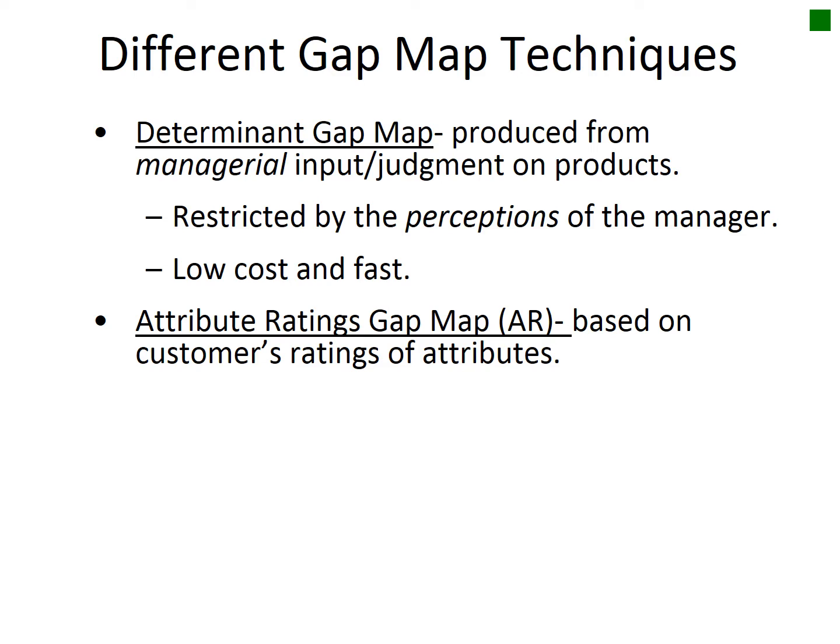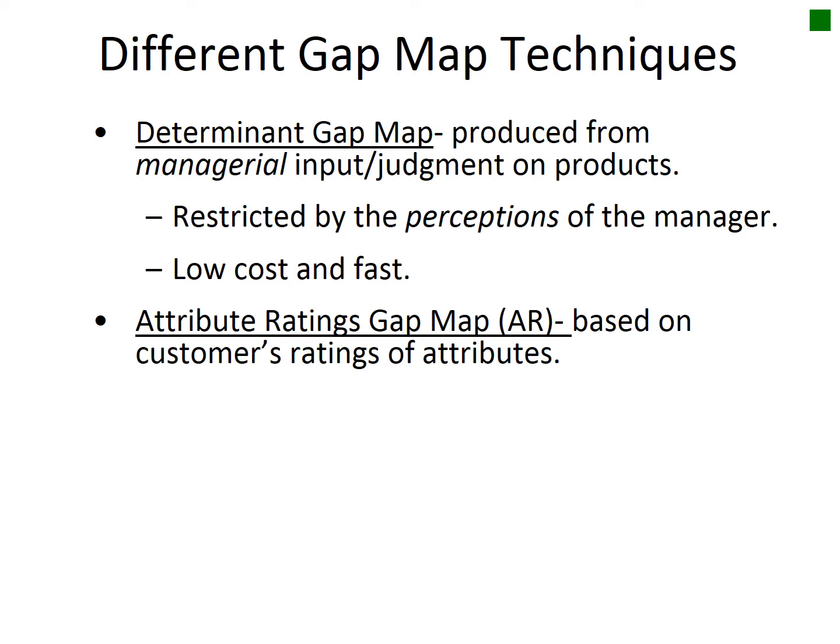A more sophisticated and accurate approach is to gather data from the customer, and by doing so, we can create something called an attribute ratings map. So what we do is we ask customers, oftentimes in a survey, to rate on a scale the performance of our brand relative to our competitors, and also our competitors' brands as well, on certain key attributes. So those would be features, functions, or benefits that they feel are important to the product.